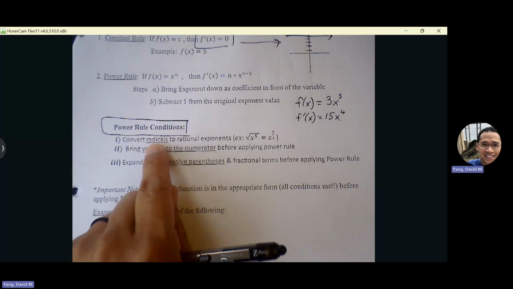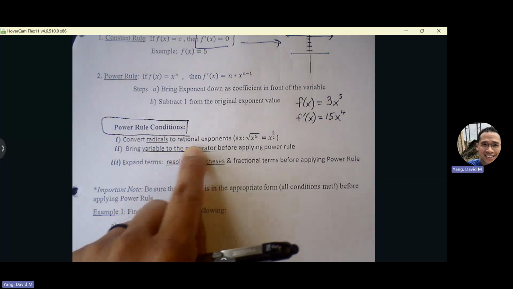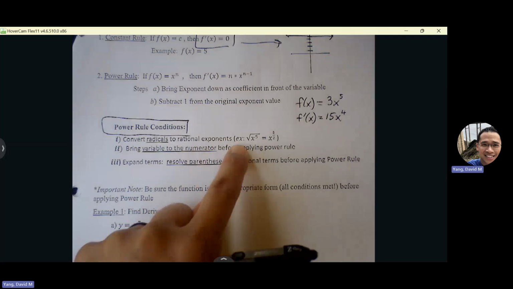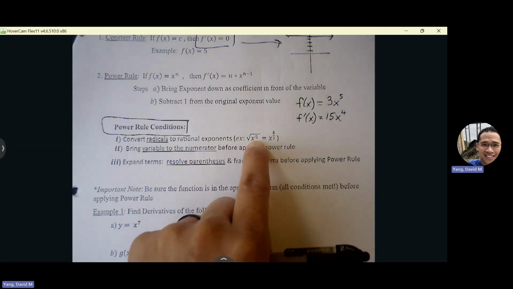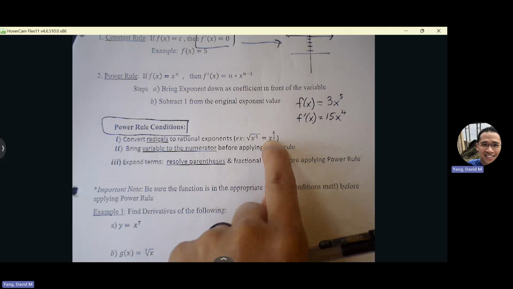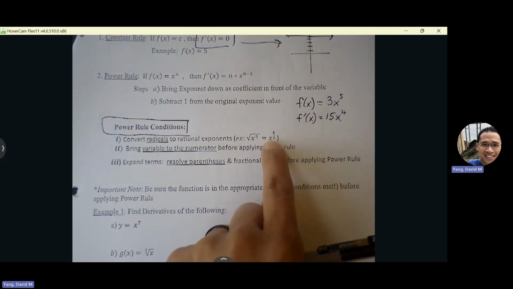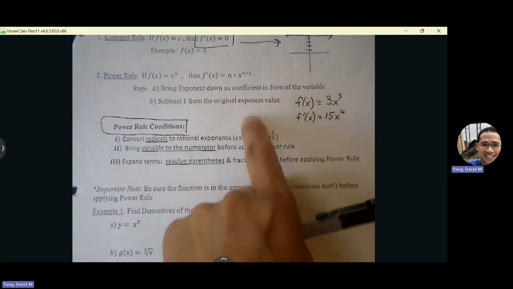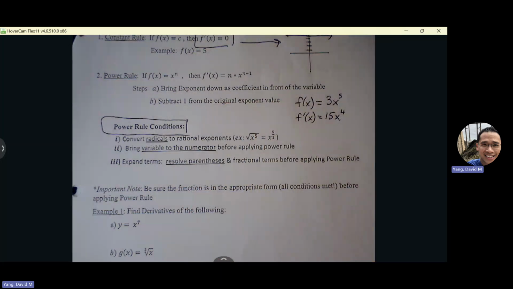The first is, if you see radicals, convert them to rational exponents. We don't have to do this, but I think it's visually nice to see what number we're dealing with. For instance, if I have the square root of x to the fifth, this is really the same thing as x to the 5 halves. And then once you write it as x to the 5 halves, you can go through power rule, which is what we just talked about, right? We bring the exponent down and we subtract 1 from the exponent.